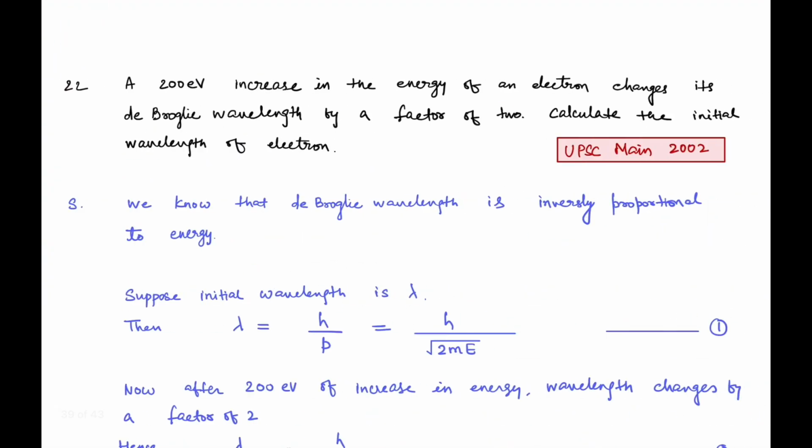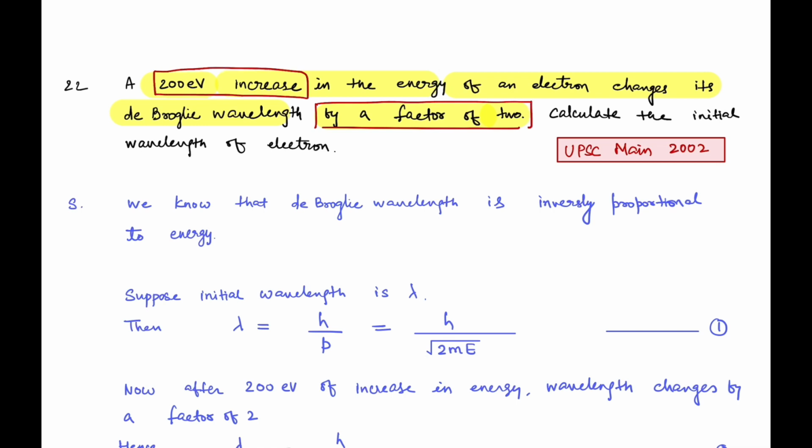Now we have another previous year question. A 200 electron volt increase in the energy of an electron changes its de Broglie wavelength by a factor of 2. This is a very important phrase here: whenever there is a 200 electron volt increase in the energy of an electron, its de Broglie wavelength is changing by a factor of 2. We know that whenever you increase the energy of an electron, the de Broglie wavelength will actually decrease. So it has decreased by a factor of 2.